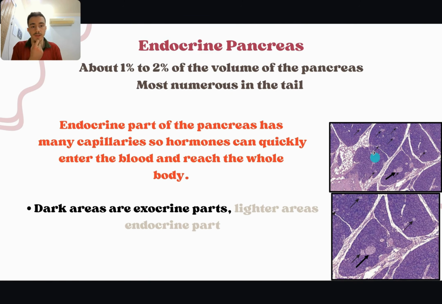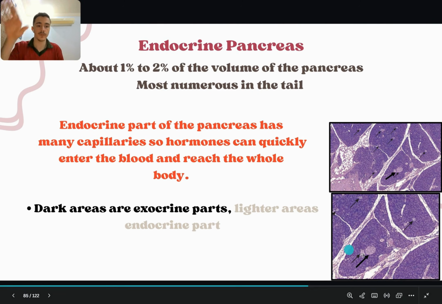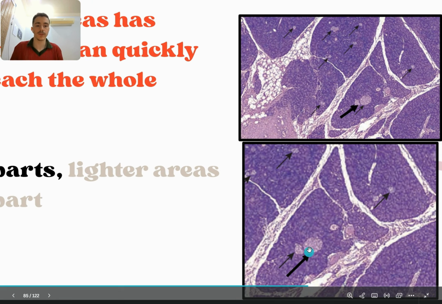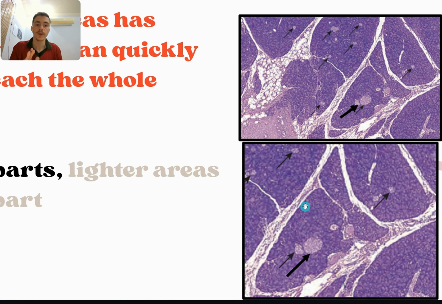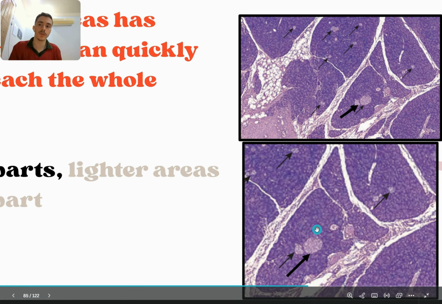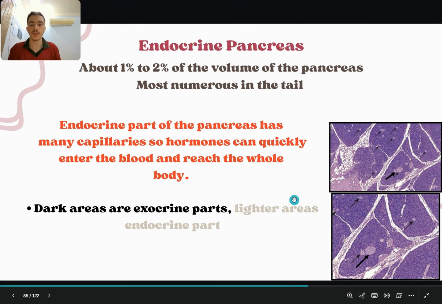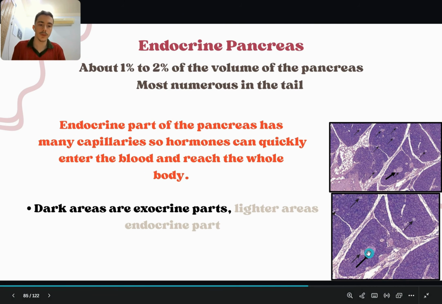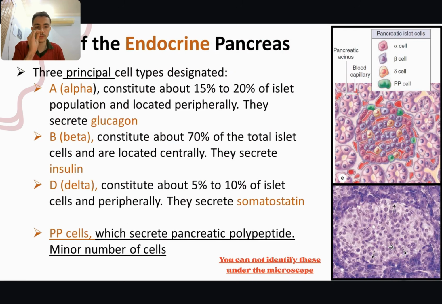So yeah, to reach the whole body, so the blood can go through the whole body. The dark areas, the purple ones, are exocrine. That's why you can find a lot of dark purple areas, and the light pink areas, a little bit here, are the endocrine parts. So if you look through this slide, if I mark this light small thing, it's endocrine. If I mark the whole purple one, a lot of it, it's exocrine. Exocrine is the purple one. The pink or light areas are endocrine. That's why we find a small amount of it.